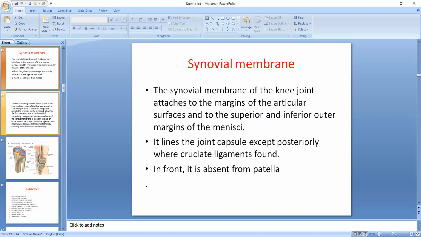So this is the introductory part of the knee joint, what structures are present in the knee joint. The ligaments are the most important part of the knee joint, and we will discuss them in the next video.